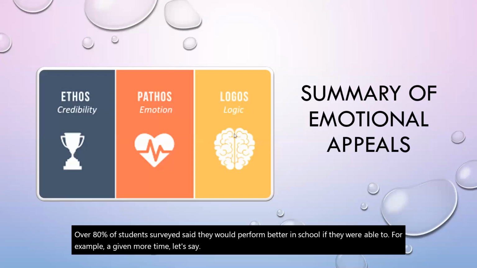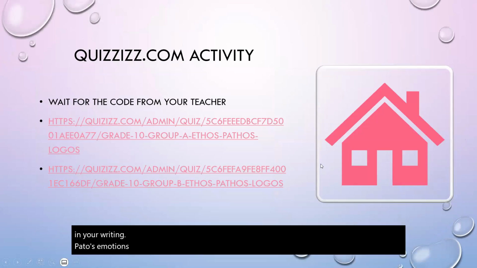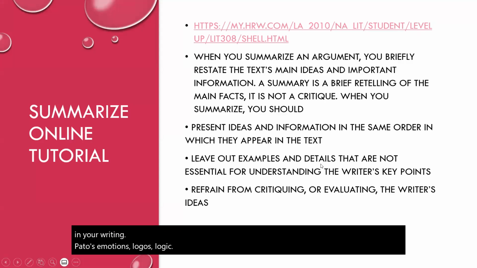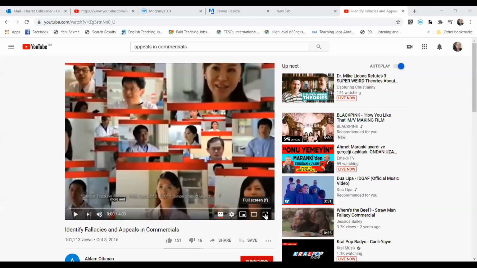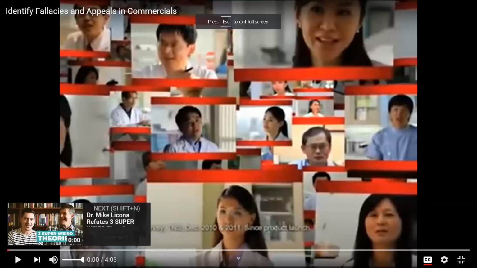So basically, ethos is credibility, like a character, famous character you can use in your speeches or in your writing. Pathos, emotions, logos, logic. So now let's look at some videos from commercials, and then you will understand better how these three, ethos, logos, pathos, work.